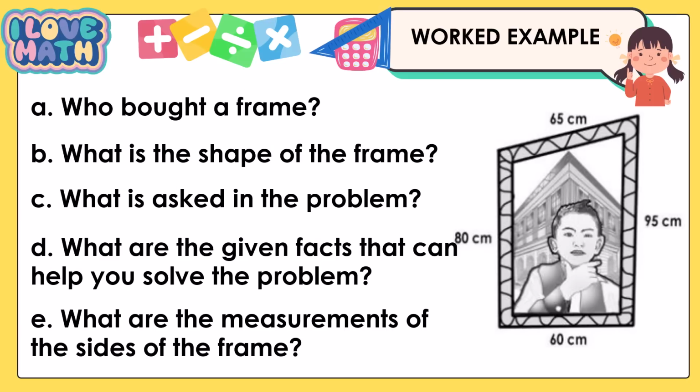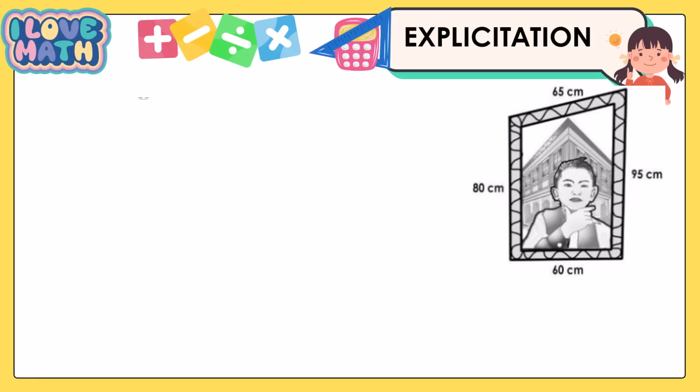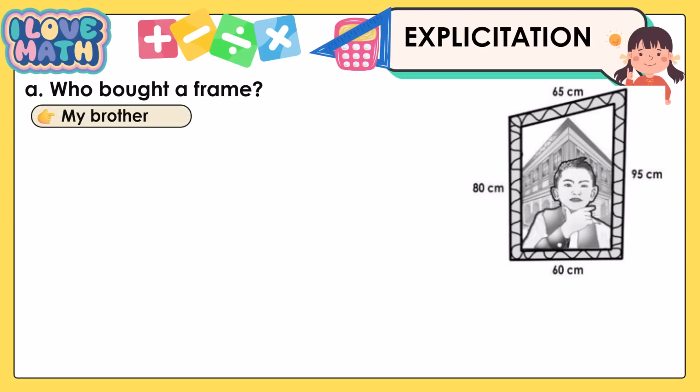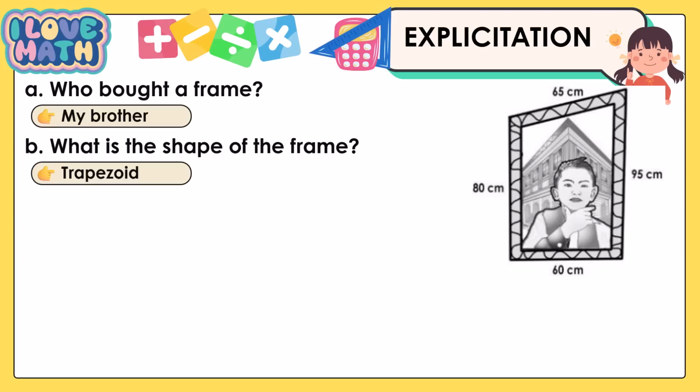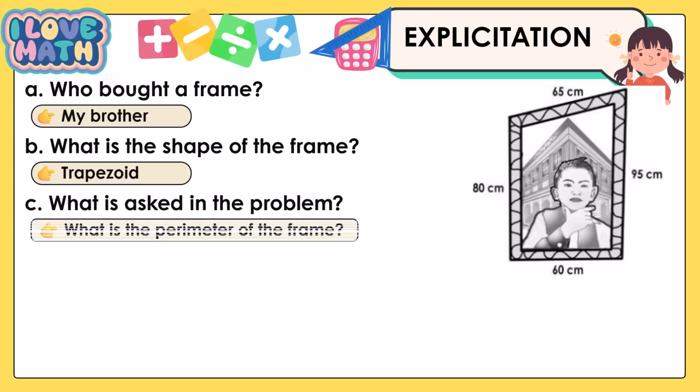Here are the questions that we need to answer. Let us answer. A. Who bought a frame? The answer, my brother. B. What is the shape of the frame? The answer, trapezoid. C. What is asked in the problem? The answer, what is the perimeter of the frame?